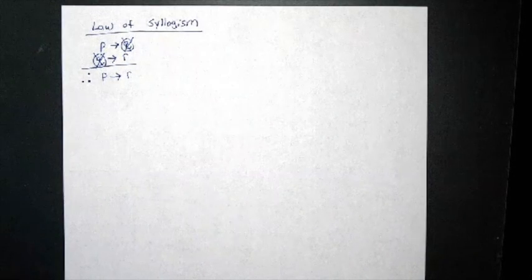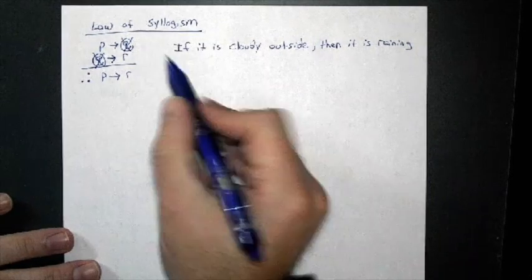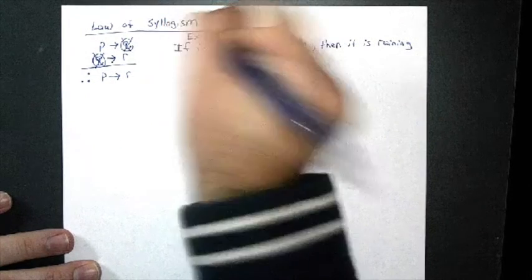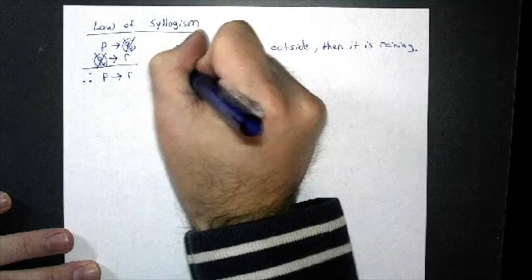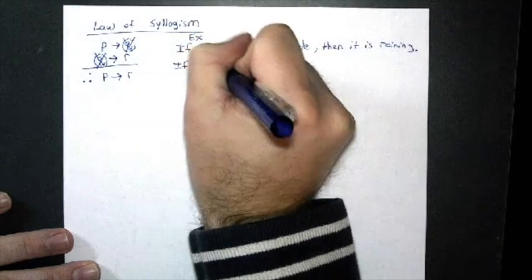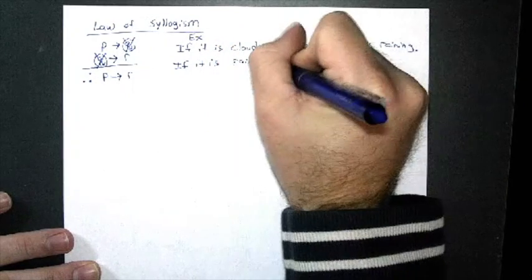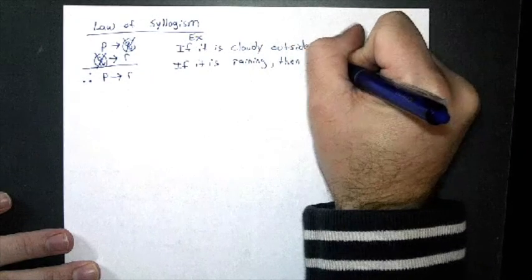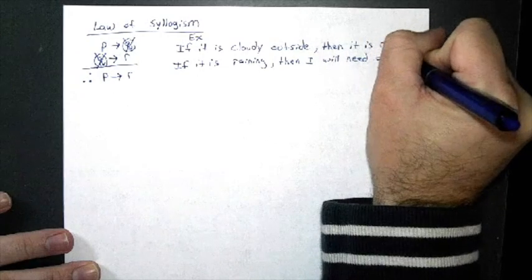So let's go ahead and do an example. Our first statement in the law of syllogism example is going to be, if it is cloudy outside, then it is raining. If it is raining, then I will need my umbrella.